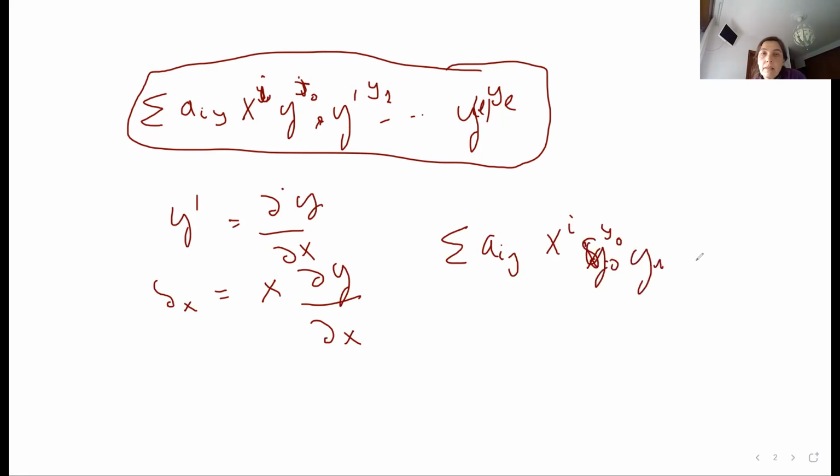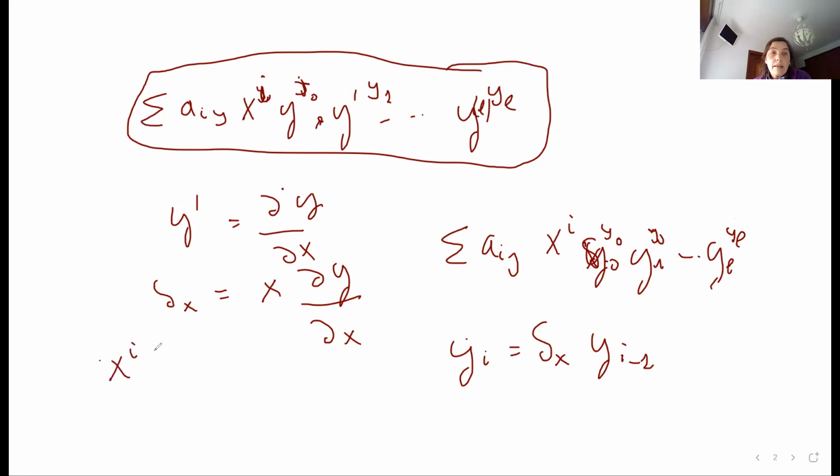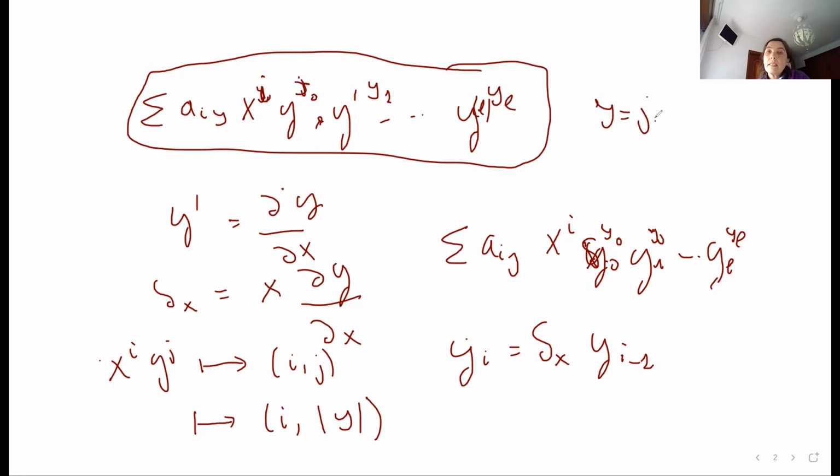Y0, y1, yl, where yi is delta x, y minus 1. The points we were associating to the first one were just a_i, y_j, which I was sending to ij. Now I am going to send this to I, the modulus of ij, where j is j0 plus jl.